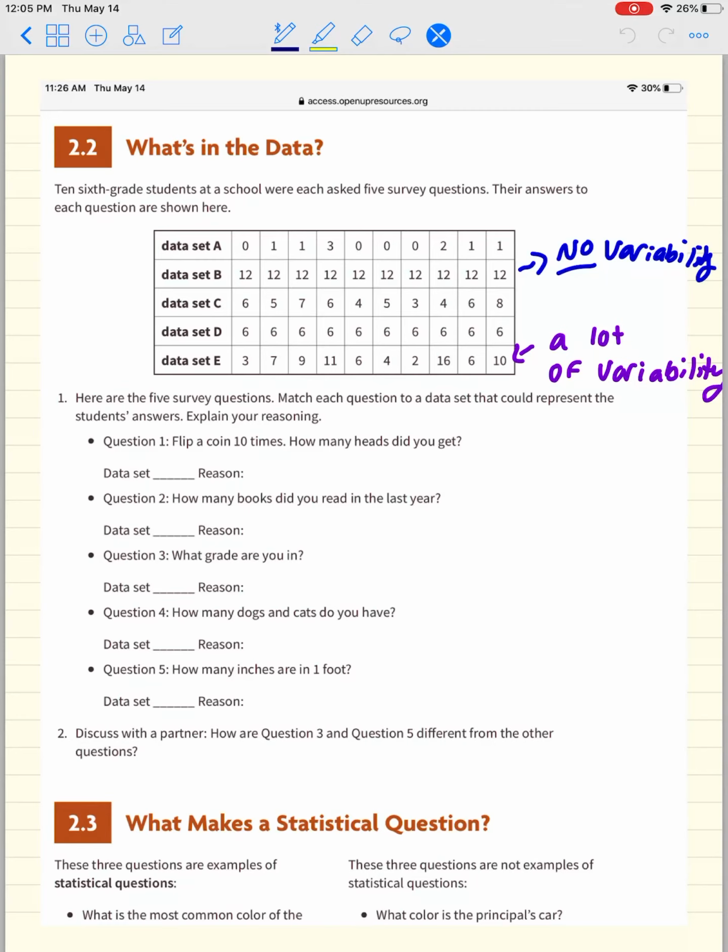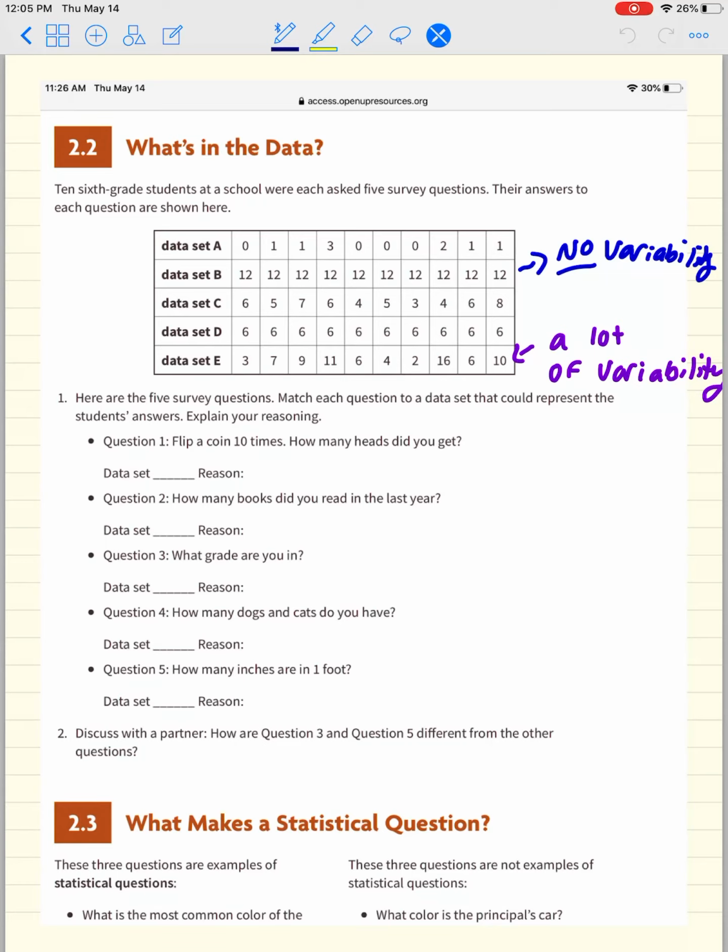So here we have 5 survey questions, and we're supposed to match the question to the data set that could represent students' answers the best. Explain your reasoning. So question 1 says to flip a coin 10 times. How many heads did you get? So you're asking 10 different students this question. So think about the possibilities.